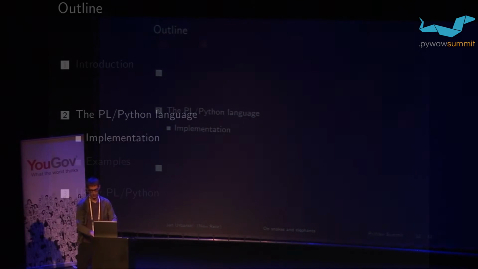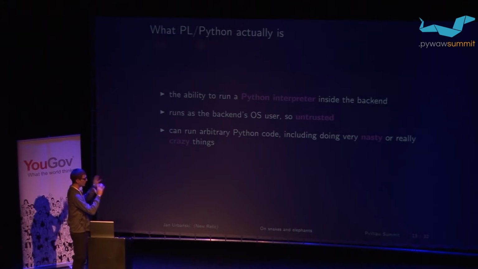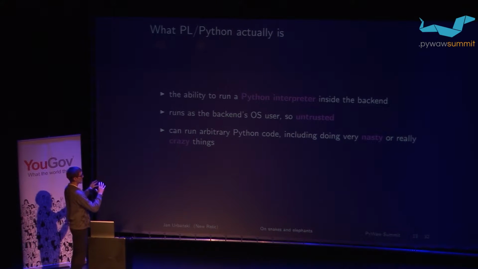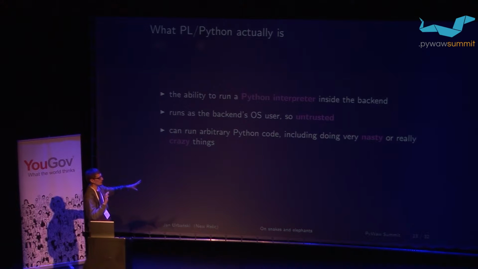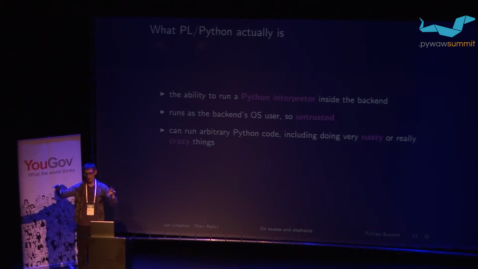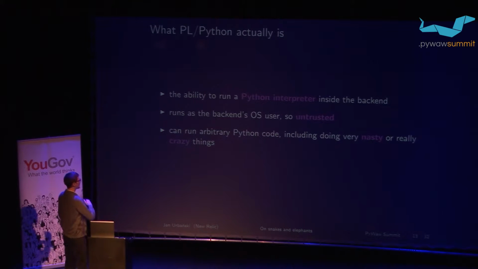So PL Python, the actual implementation, the actual guts. In so many words, it is the ability to run Python inside your database process. I'm saying backend, and I might be using that term. In Postgres parlance, a backend is the process that you're connected to with your client. So if you run your Django app, the Django app connects to Postgres, and Postgres starts a new process called the backend, and this backend is what you're talking to. So this is a Postgres server process that services a connection, a backend.